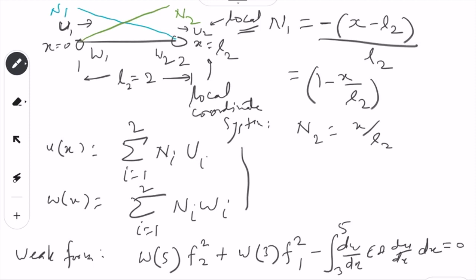Fine. So the next thing is we are going to put these things here and see what is the value of that. So w5 f22, what is the meaning of that? First of all, w5. The local and global, maybe first we have to see. So, global is like this.